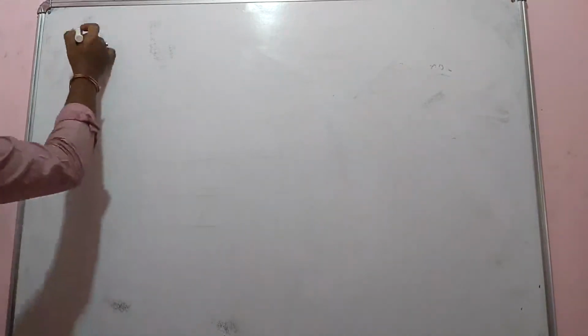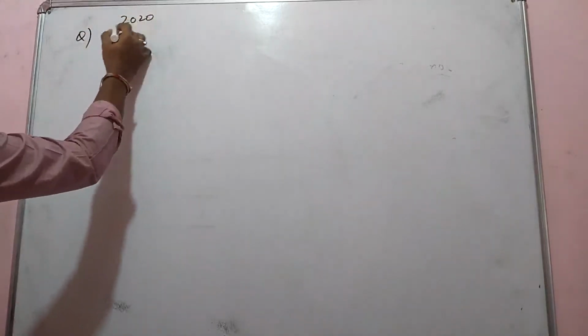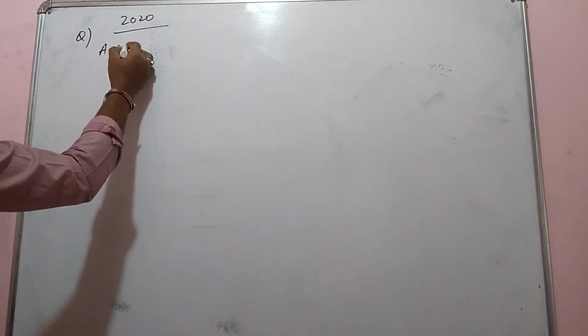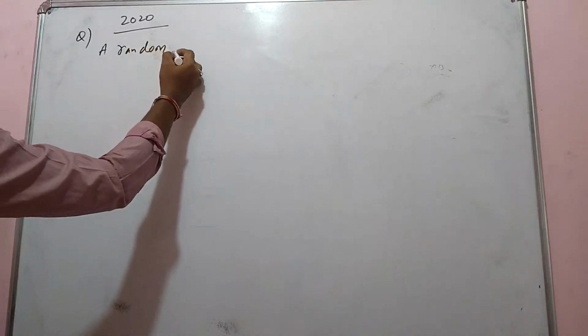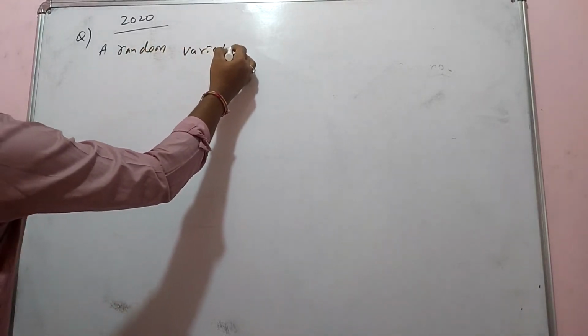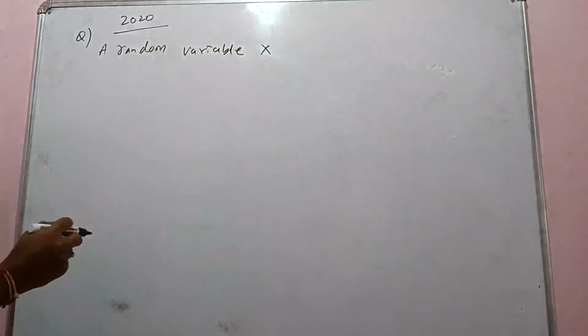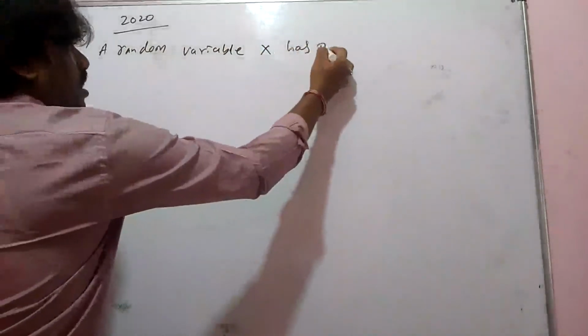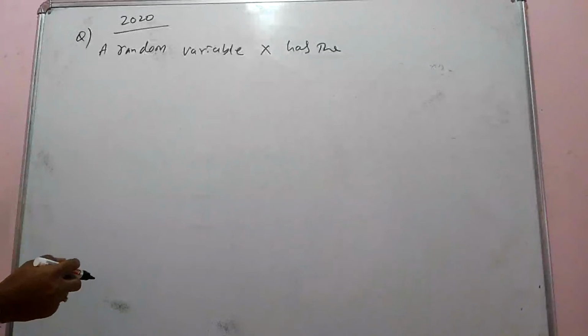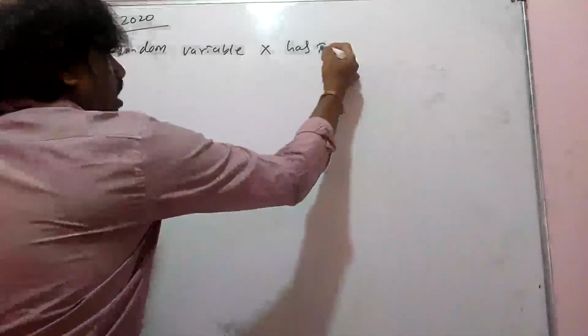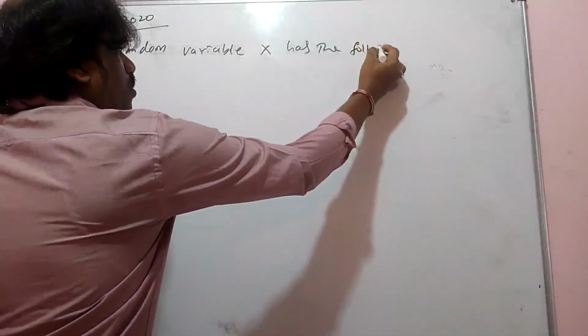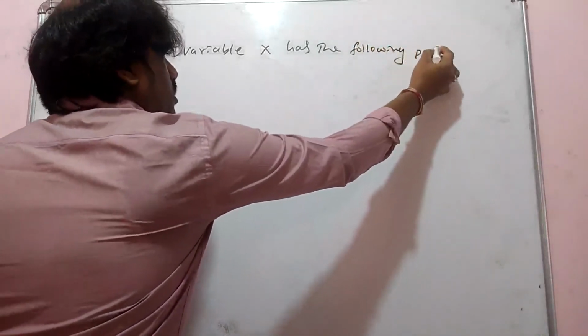So the question number 1, 2020. What is the question here? This is the question asked in 2020. The question is like this: a random variable x has the following probability distribution.